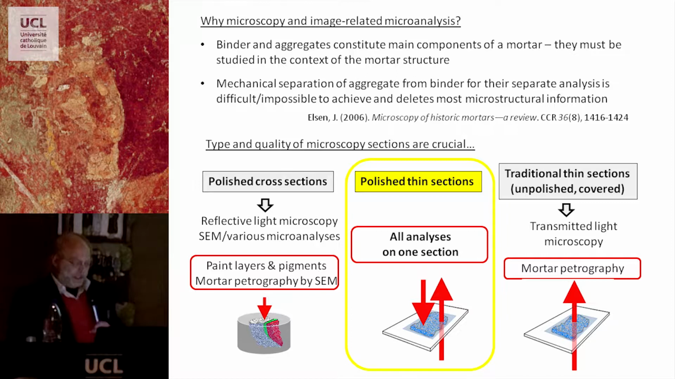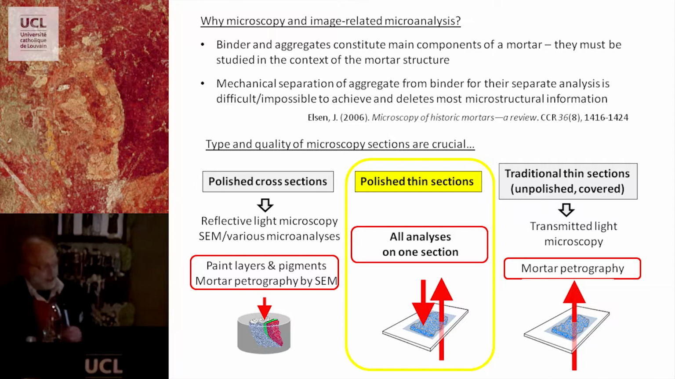So the traditional thin section has maybe one drawback. It is covered by a glass slide, so you can look in transmitted light, but you cannot use it for incident light or for scanning electron microscopy. So it took quite some time until we had a good technician who was able to make really good polished thin sections of the right thickness, which are not covered anymore, so we can use one and the same section to study under all the possibilities we have. And these are the polished thin sections.